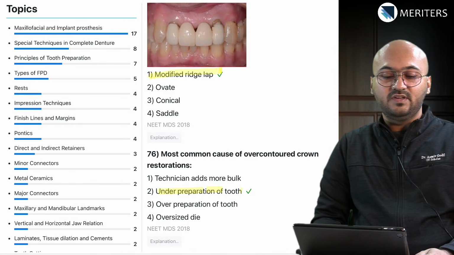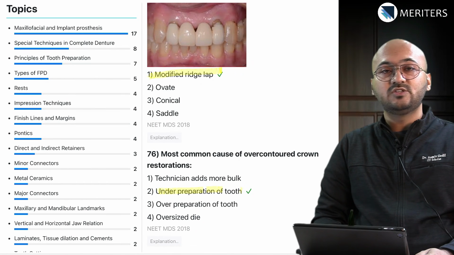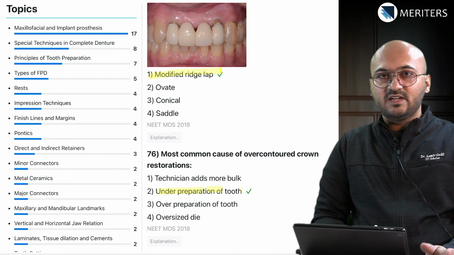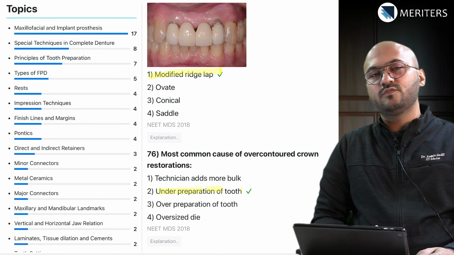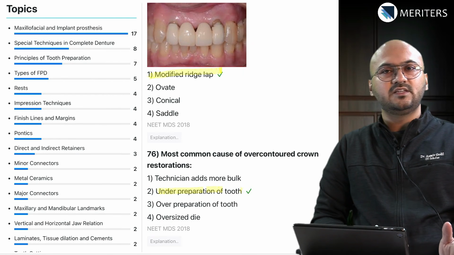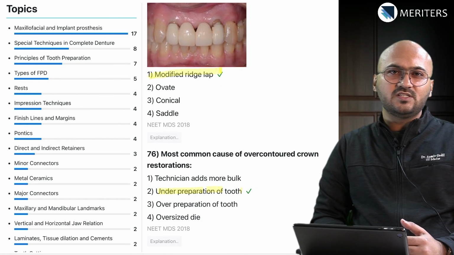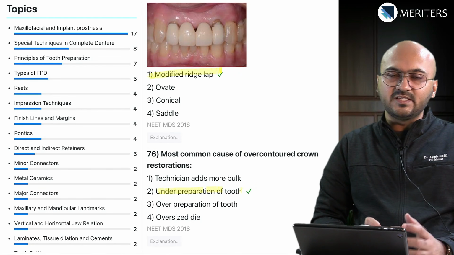As you can see, we have 17 questions from maxillofacial and implant. Who would have known? This is one of the topics that are really upcoming. You will see a lot of questions coming up in all INI-CET AIIMS exams also. So do not neglect maxillofacial and implant prosthesis. It is not much to cover. It is all basics only.